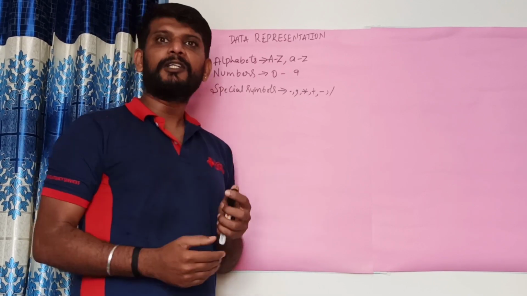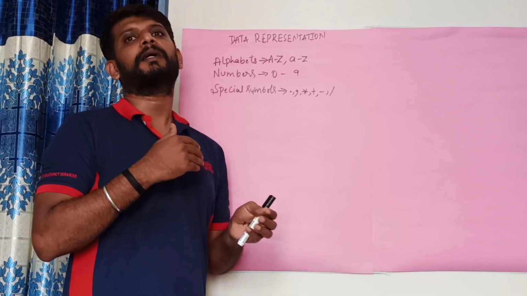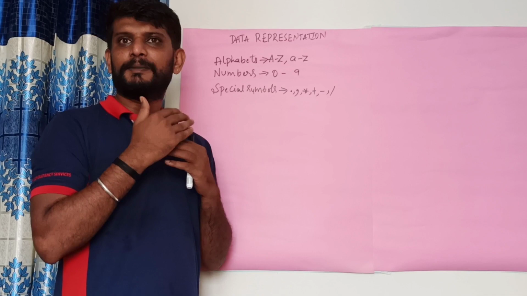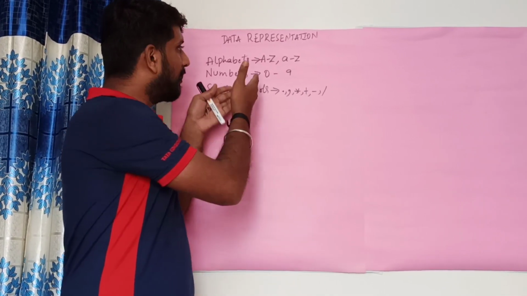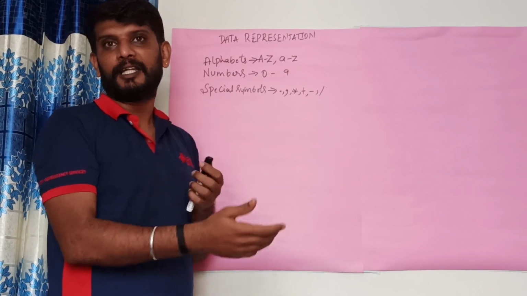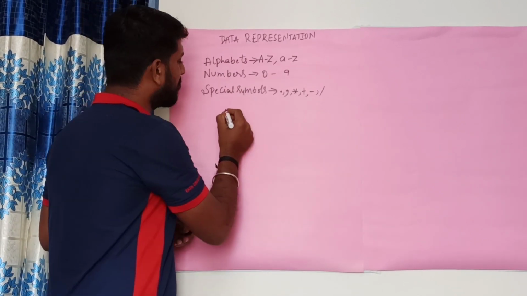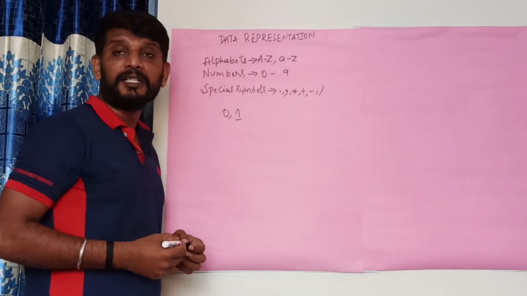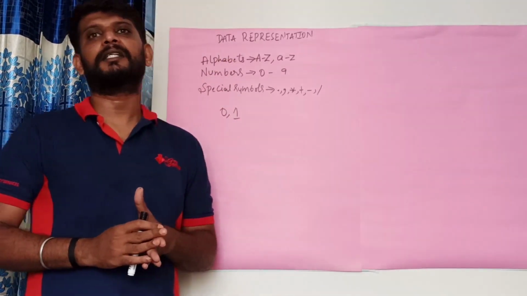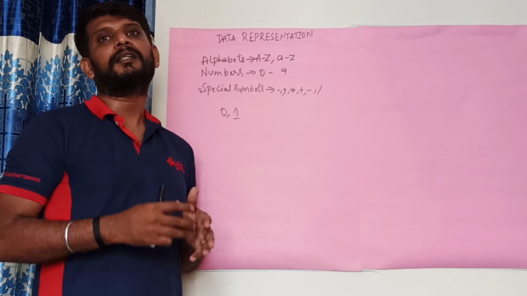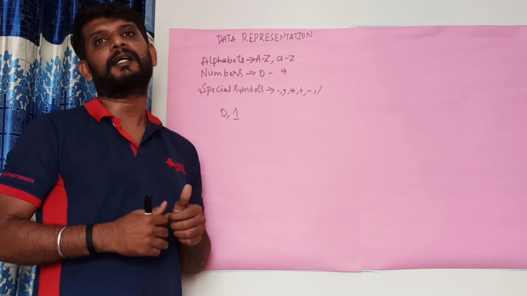So everything you type, it might be alphabets, it might be numbers, or else it might be special symbols. Everything gets converted from the human language into the binary form. That is, all the things will be represented in the form of zeros and ones. So this is the basic ideology of how exactly the data is represented in the computer.